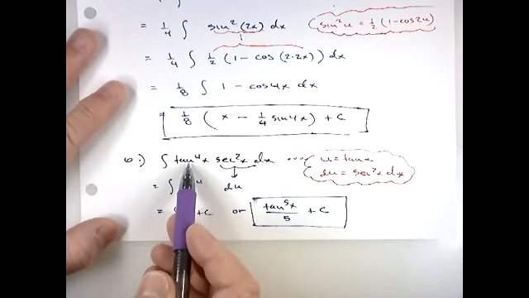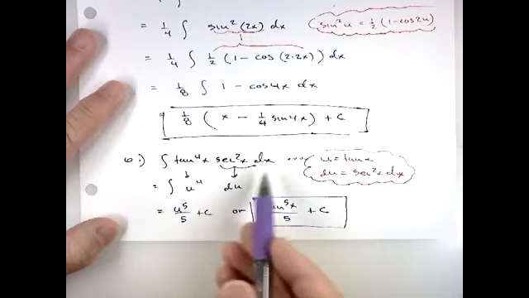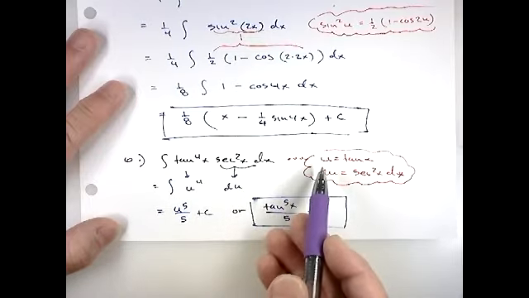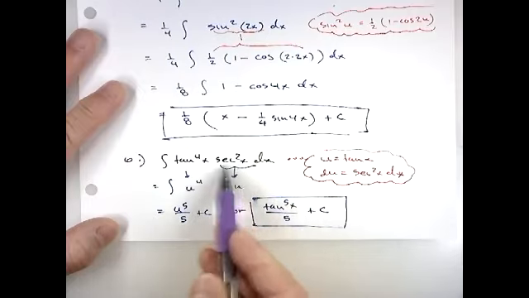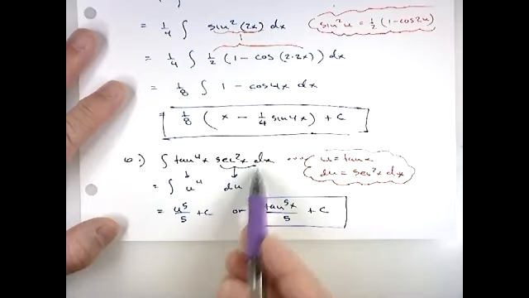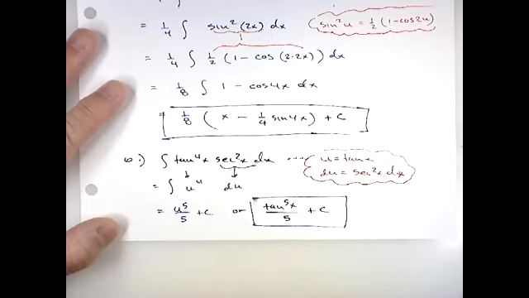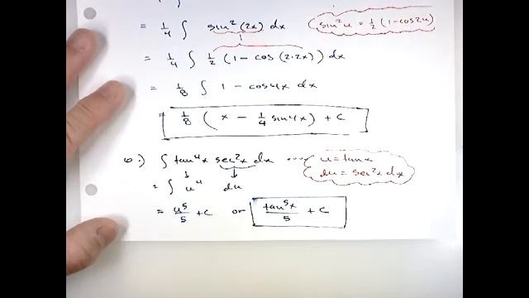So here I have tangent to the 4th x times secant squared of x, and this one is just a regular U-substitution. If I let u equal tangent x, works out perfectly because the derivative du would become secant squared x dx. So this is just the integral of u to the 4th du, which integrates to u to the 5th over 5 plus c, or tangent to the 5th x over 5 plus a constant.